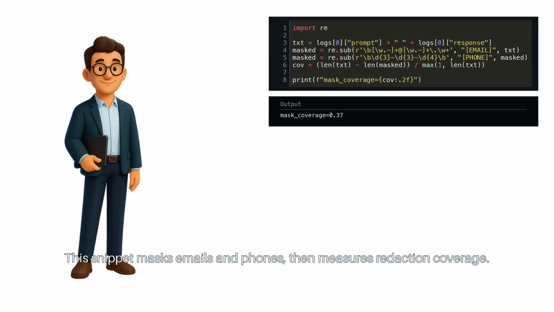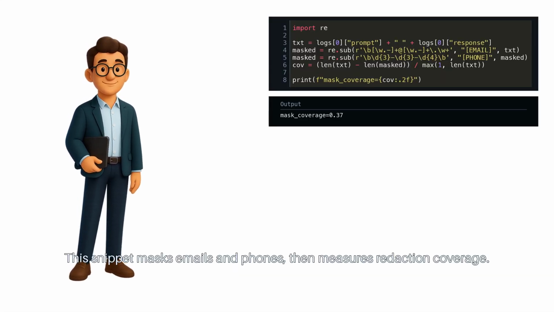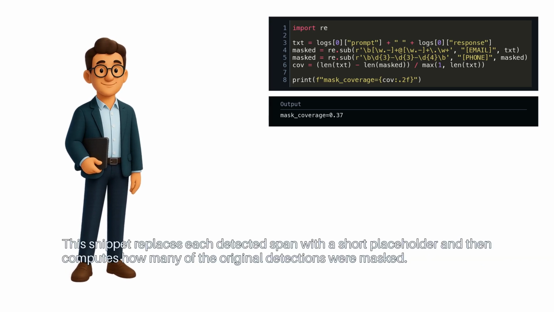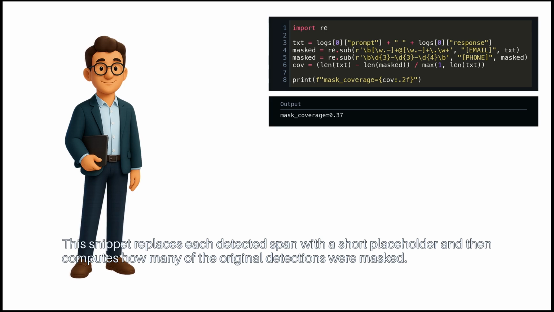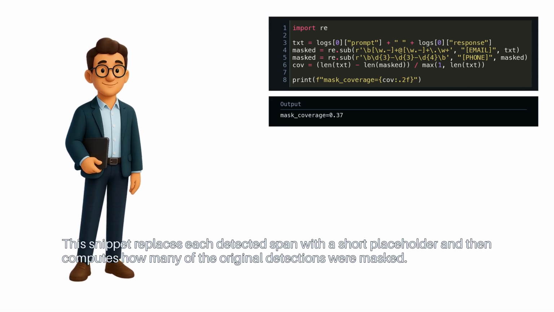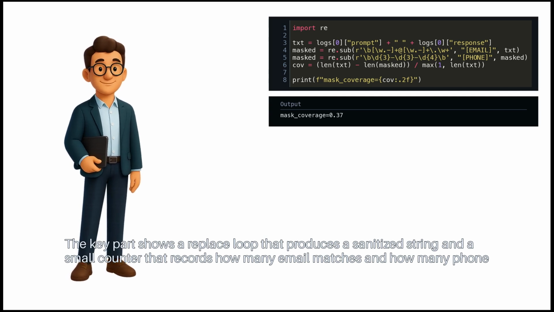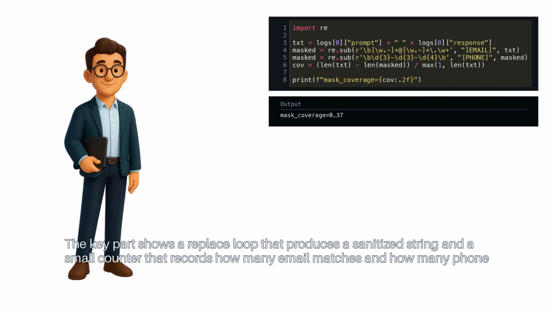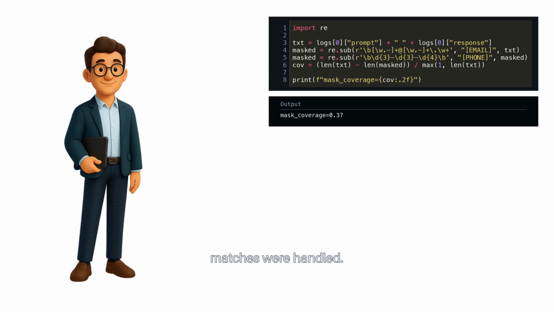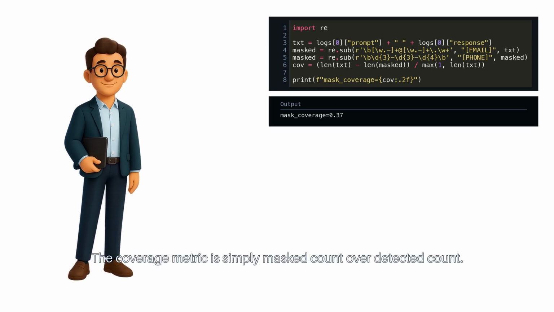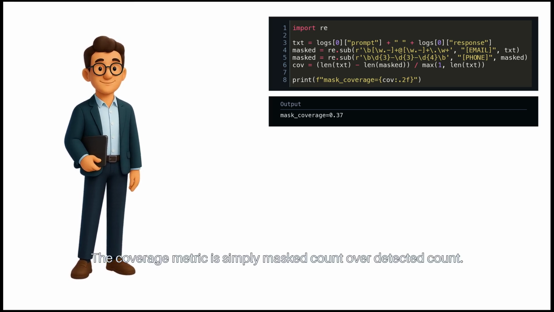This snippet masks emails and phones, then measures redaction coverage. This snippet replaces each detected span with a short placeholder and then computes how many of the original detections were masked. The key part shows a replace loop that produces a sanitized string and a small counter that records how many email matches and how many phone matches were handled. The coverage metric is simply masked count over detected count.